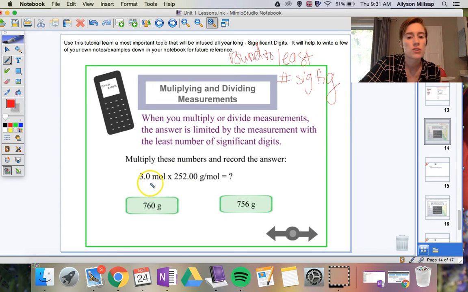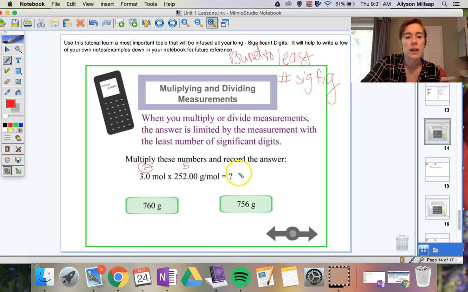So our first problem, we have 3.0 times 252.00. How many significant figures are in this first number? You should say 2. The 0 counts because it's at the end and there's a decimal. How many significant figures are in this second number? You should have said 5. These 2 zeros at the end count because there's a decimal. So we always round to the smallest number, which means whatever we get for our answer in the calculator, we need to round it to 2.